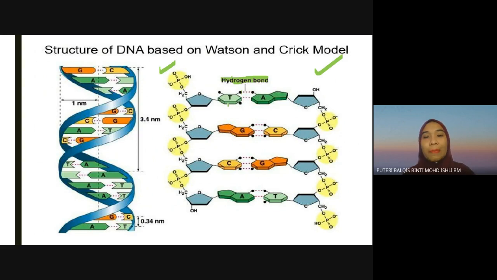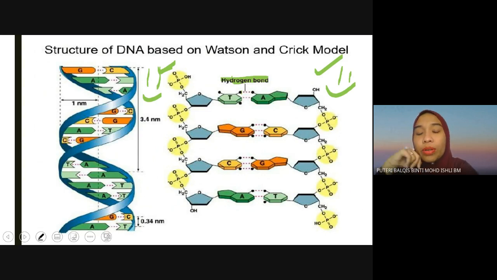Okay, ada jambatan lah, hydrogen bond ni macam jambatan, macam bridge that connect this and this one. That connect this side and also this side. So hydrogen bond is a bond that is located between two base pair.